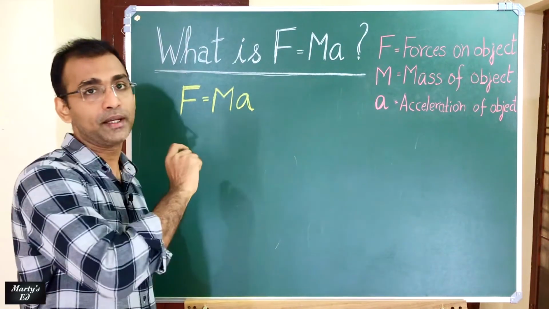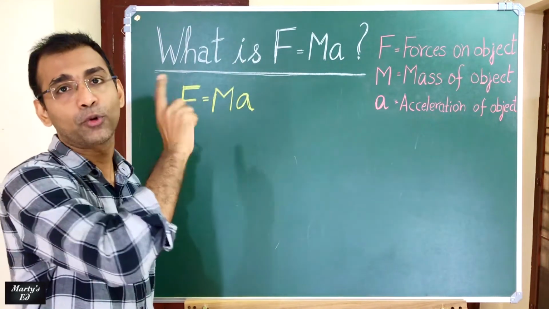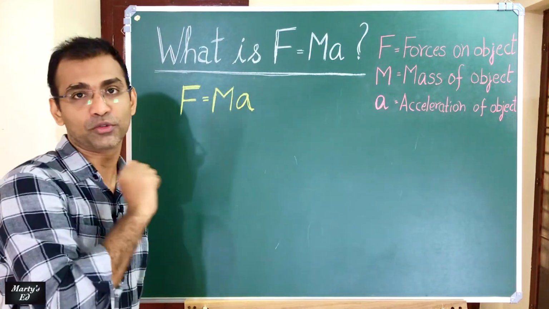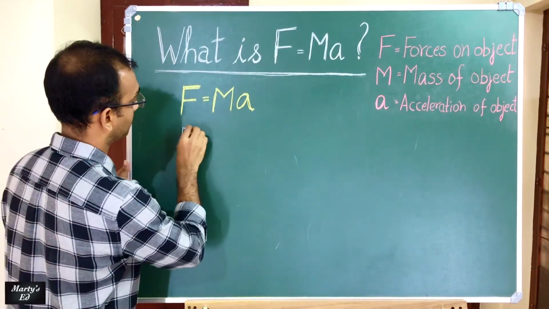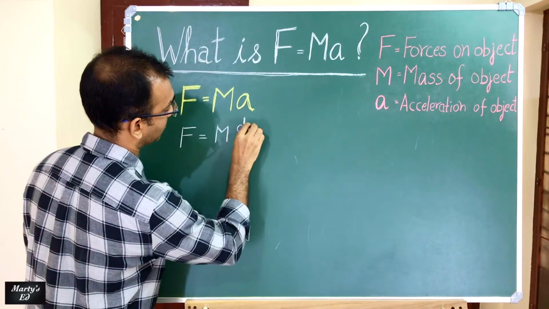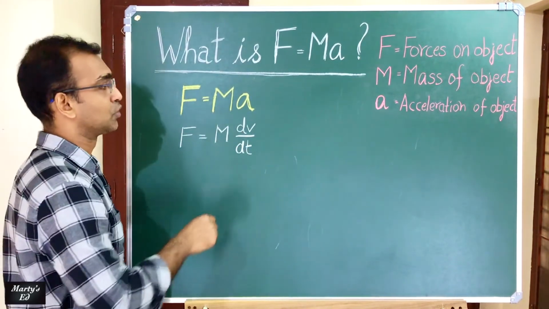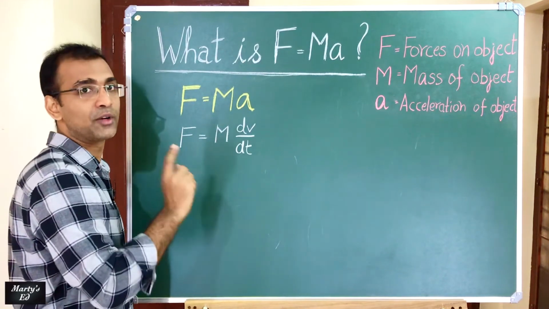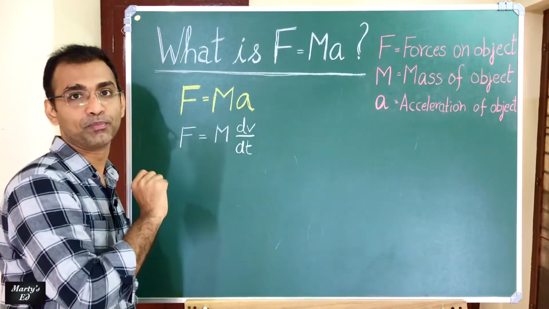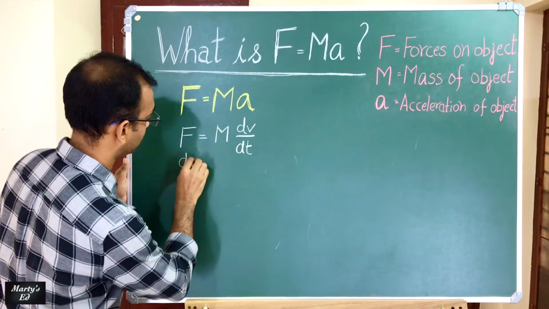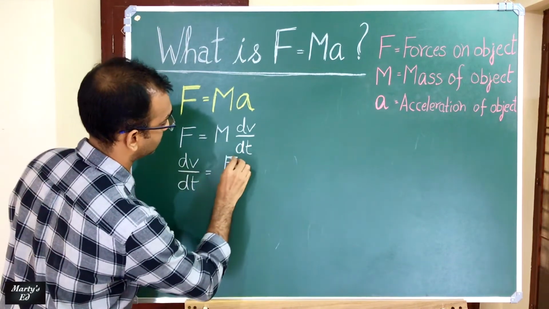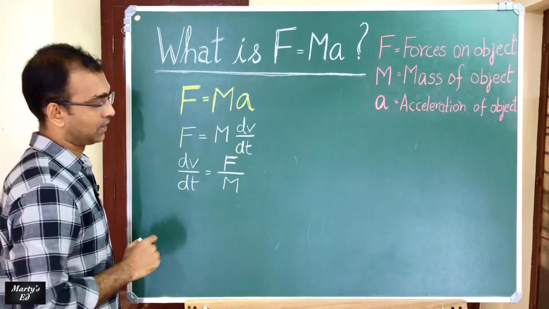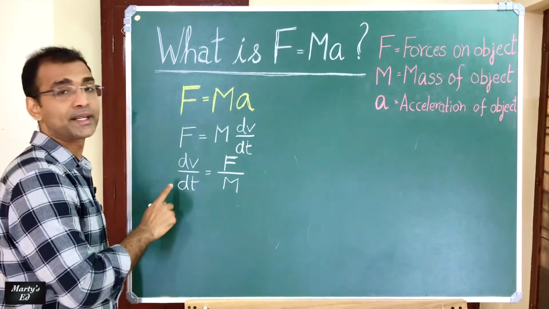F is equal to ma. In this, F is nothing but the force on the object, m is the mass of the object, and a is the acceleration of the object. So I can also write acceleration as dv by dt, which is nothing but the first derivative of velocity with respect to time. I'm doing a small substitution. And what I'm going to do is, I'm going to integrate on both sides.